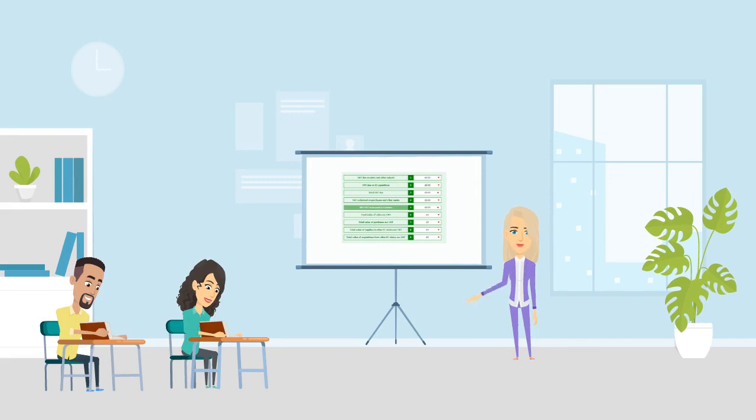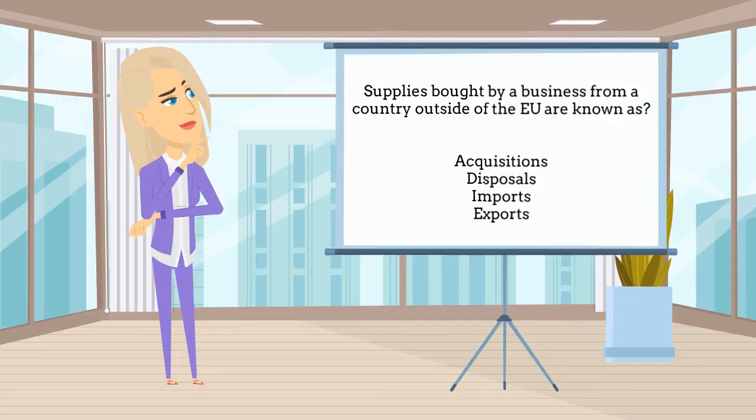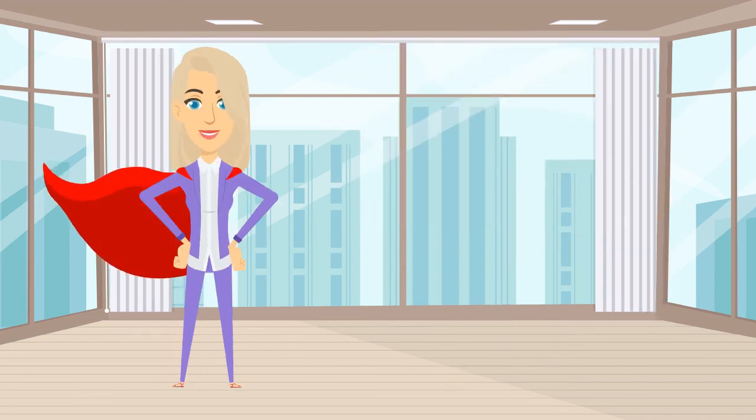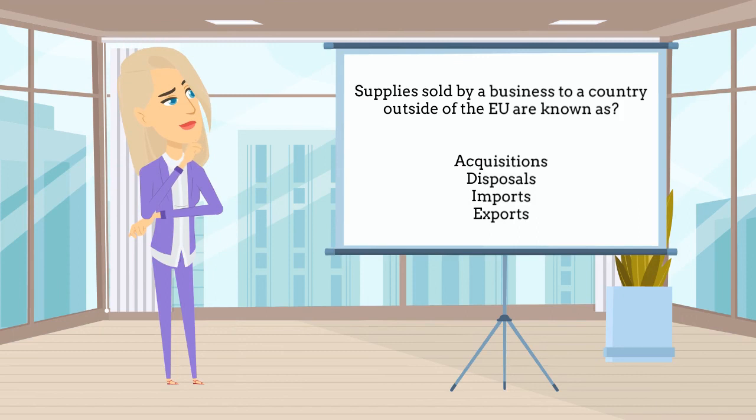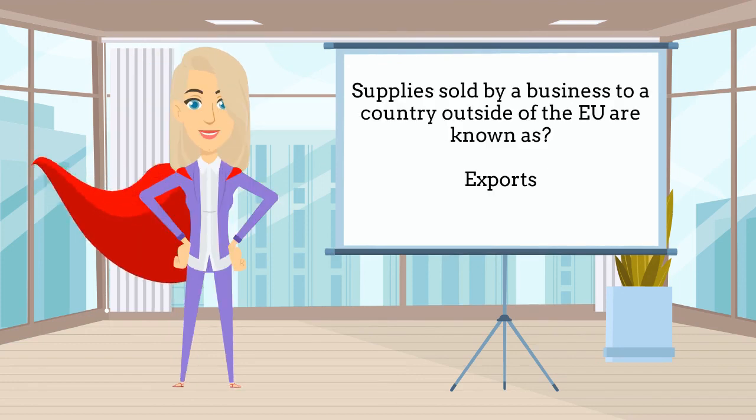So now that Gill knows all about imports and exports, she's able to share this knowledge with her colleagues. So let's have a look at some further questions. Supplies bought by a business from a country outside of the EU are known as acquisitions, disposals, imports, or exports. If you said imports, then you are 100% correct. Moving on. Supplies sold by a business to a country outside of the EU are known as acquisitions, disposals, imports, or exports. And the answer here is exports.